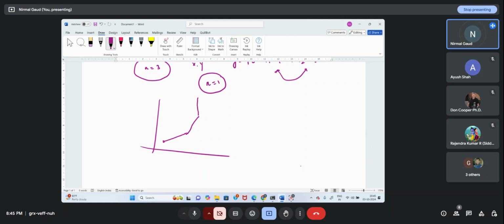This is what we call curvilinear. This is called curvilinear. Overall, if you see it, it looks like a curve. It is made by lines. This is called curvilinear.